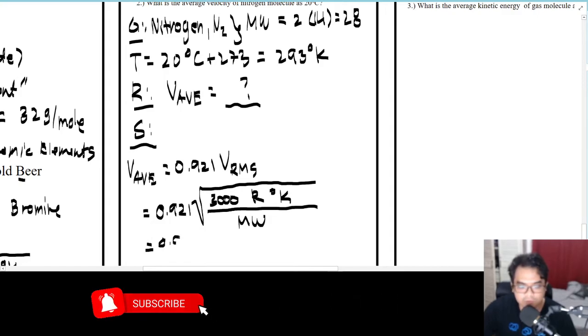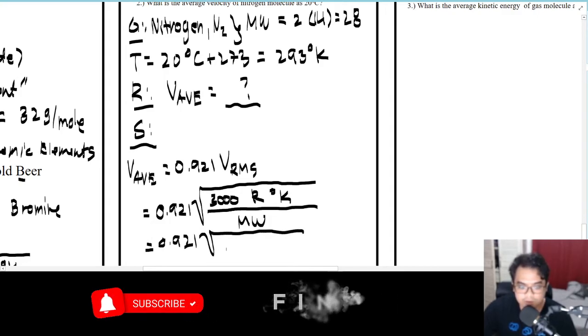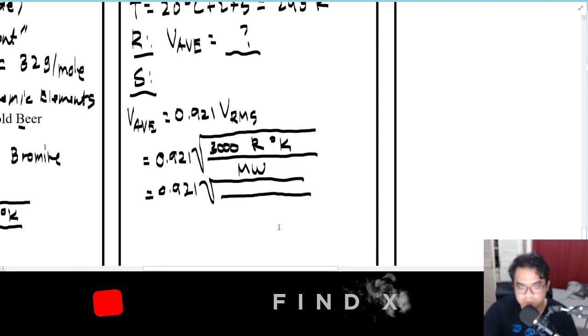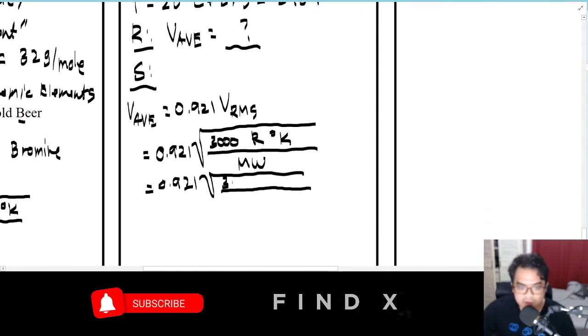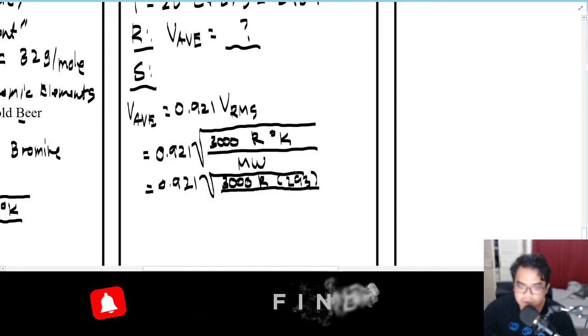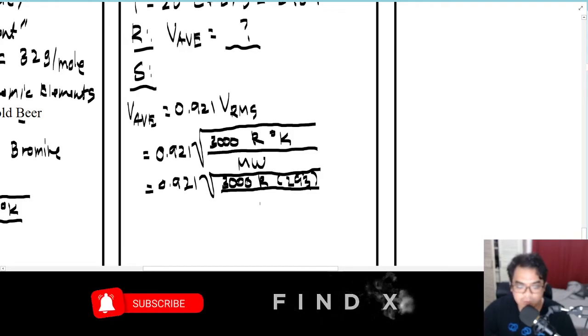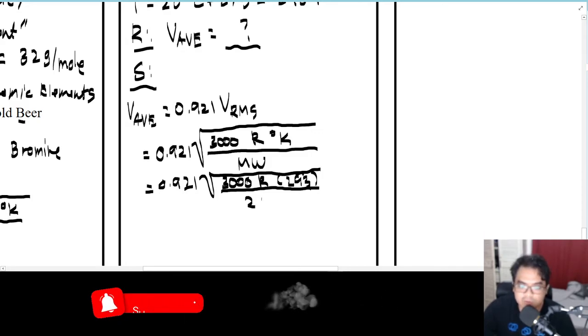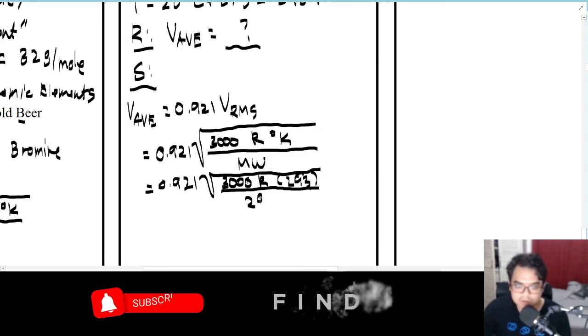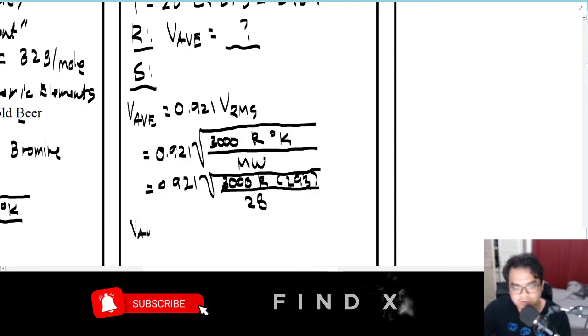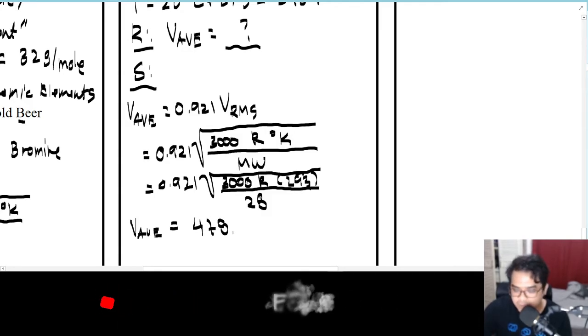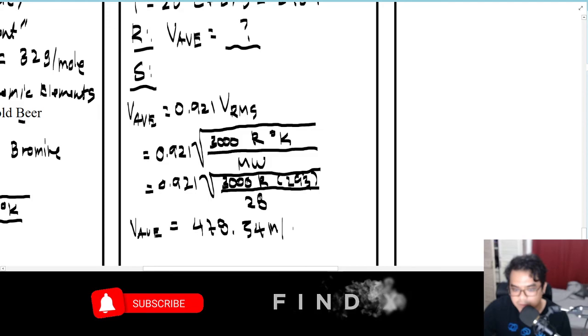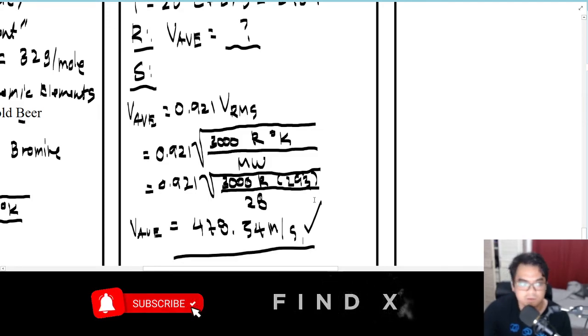So this is equal to 0.921, constant number 27 for R. That is 3000 R times K, which is 293, right? That's given. All you have to do is just convert it into Kelvin. And then the molecular weight of nitrogen is 14. But since that is a diatomic, so that is 2 times 14. So 28. And then, therefore, using your calcu, the average velocity will just be 478.54 meter per second.